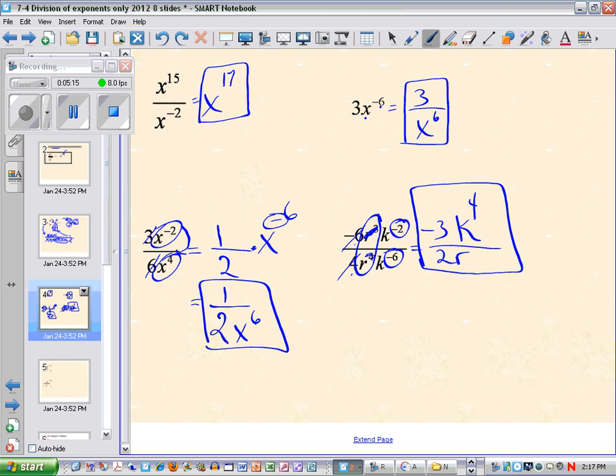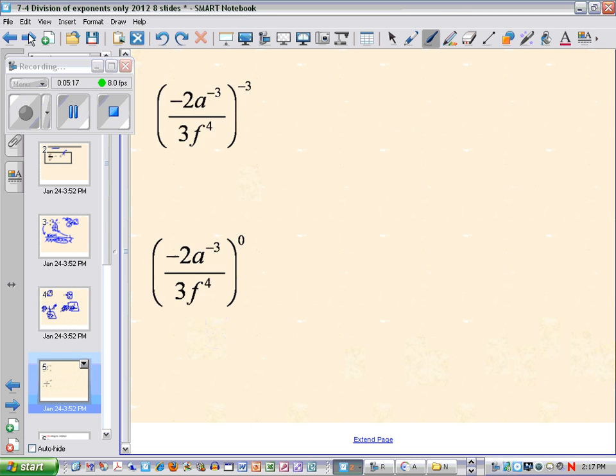Final answer. All right, let's have a look. So first thing I noticed about this one is I have a negative exponent. Okay, so there's several things you could do here. If it were me, I would go ahead and flip my base and then change my exponent to positive.